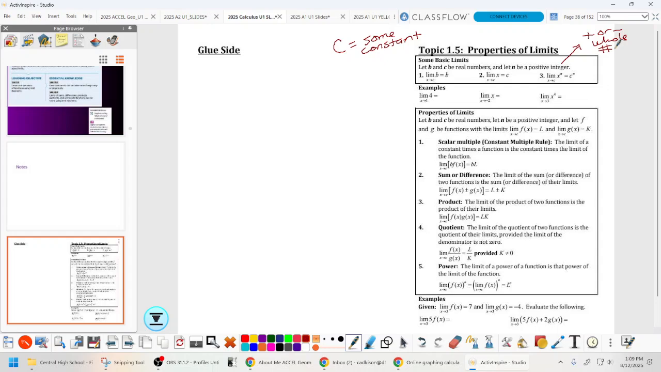Okay, well, if I take the limit as x approaches c of b, it's just b. So think of it like this. The limit as x approaches 3 of 5 is 5. It's not going to change anything if I just have a constant number. Everybody clear on that? That's what that first one says. Second one says the limit as x approaches c of x is just plugging in c for x. Plug in c.